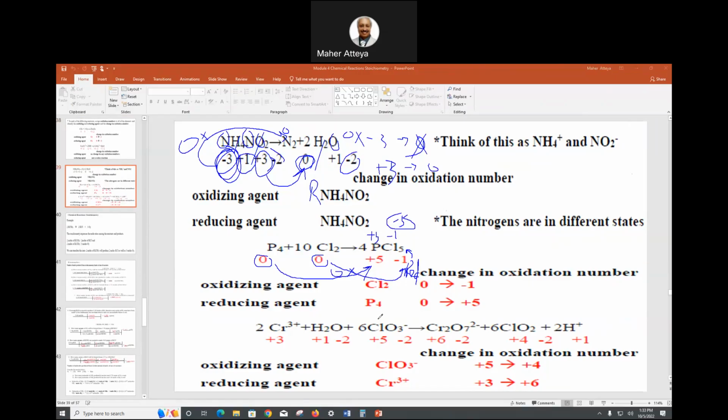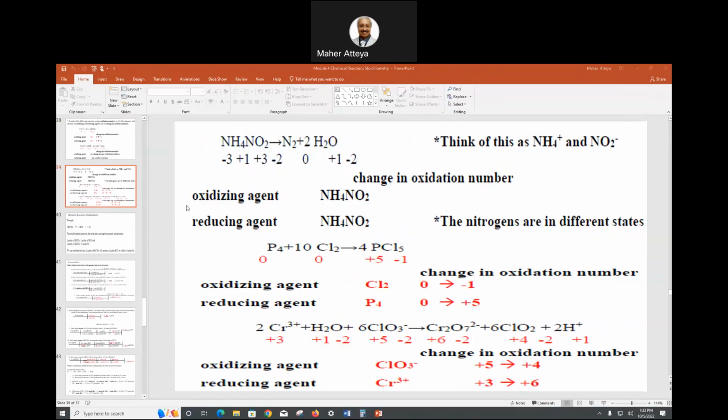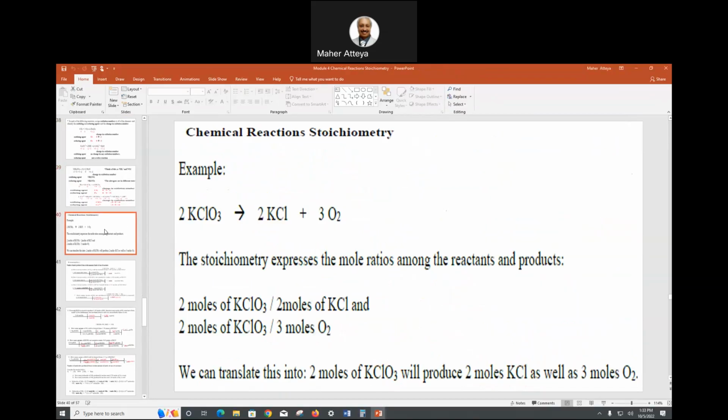What does chlorine do to phosphorus? Well, chlorine does force phosphorus to be oxidized. So chlorine is an oxidizing agent. So I think that's enough. You can look at the other examples. If you have any questions, come and see me. This will follow with you in 12 more in advance.